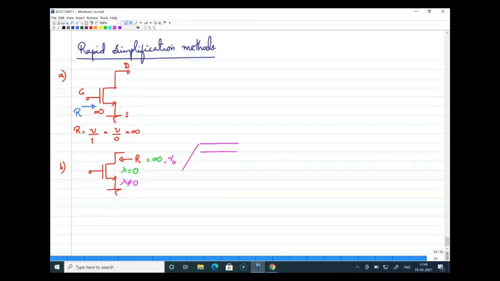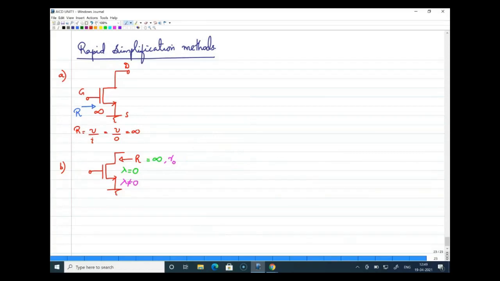If you look at the characteristics, I know that ideally the curve is a straight line, something like this. This is a straight line, that is why you have infinite resistance. But practically, including channel length modulation, the curve will have a shape like this, which has a finite resistance, and we call it R0, the output resistance of the MOSFET.